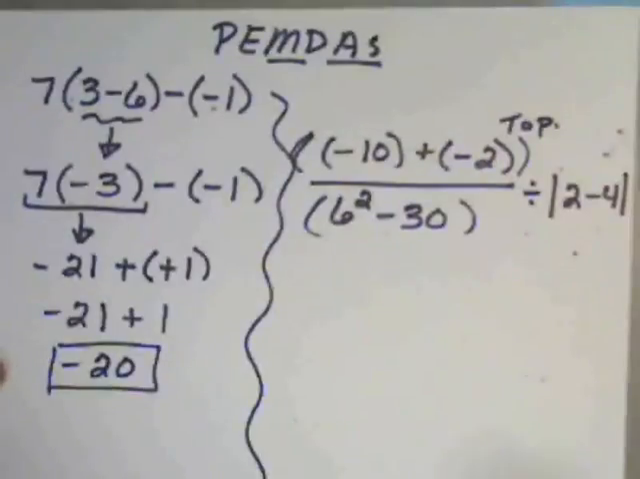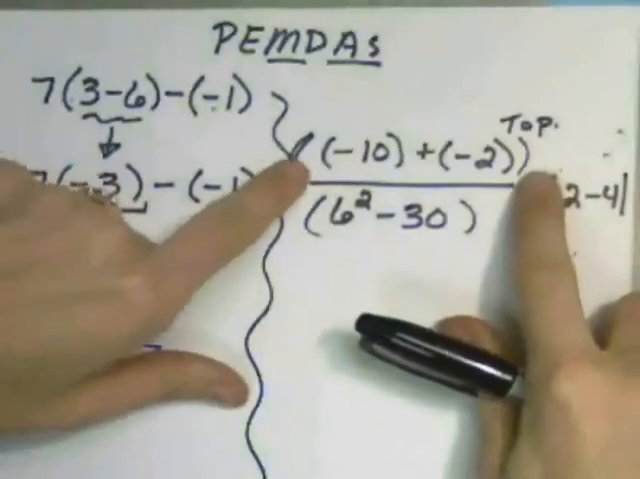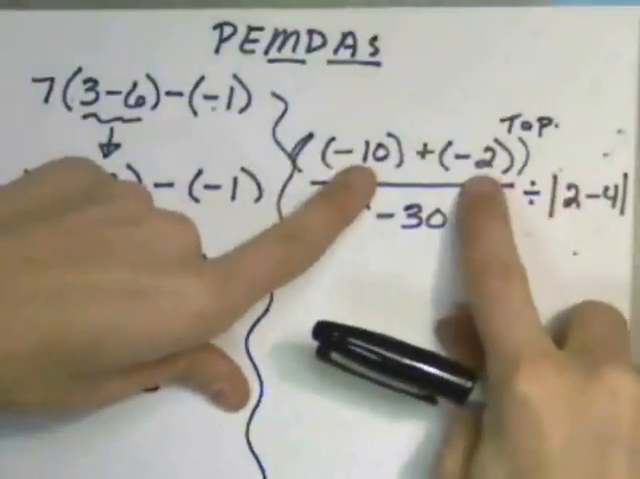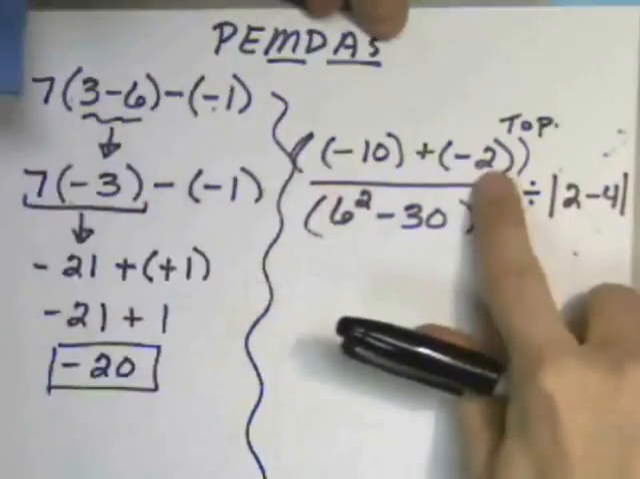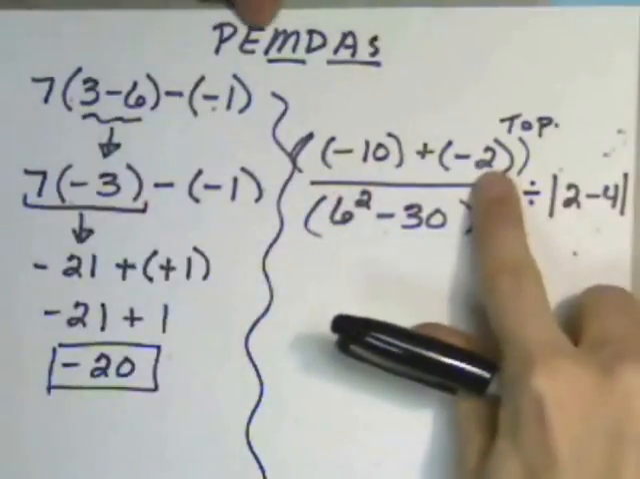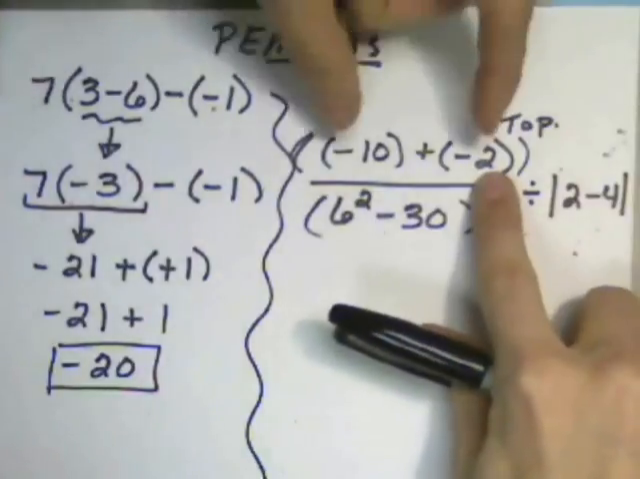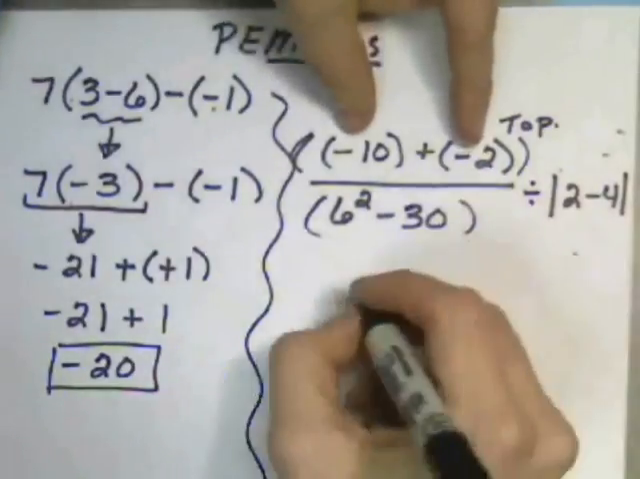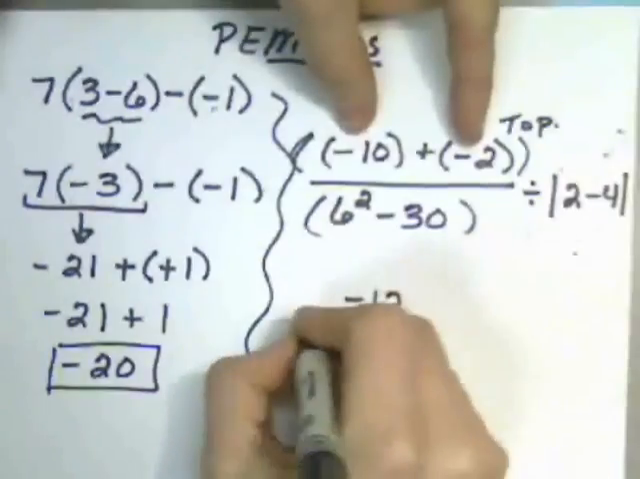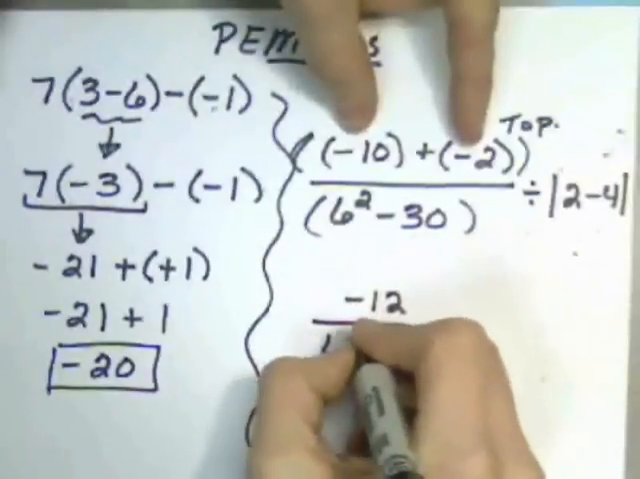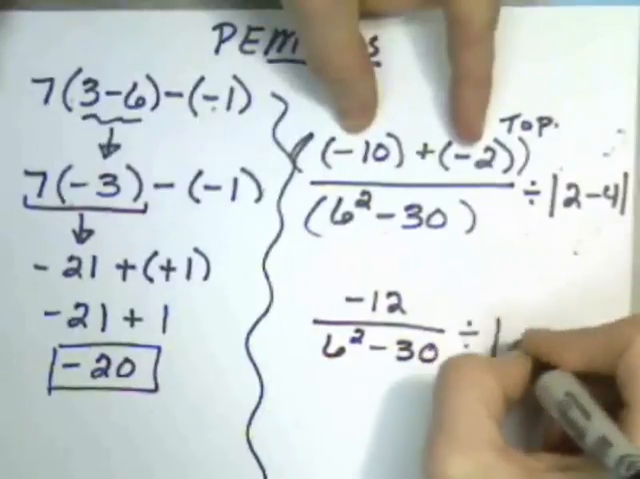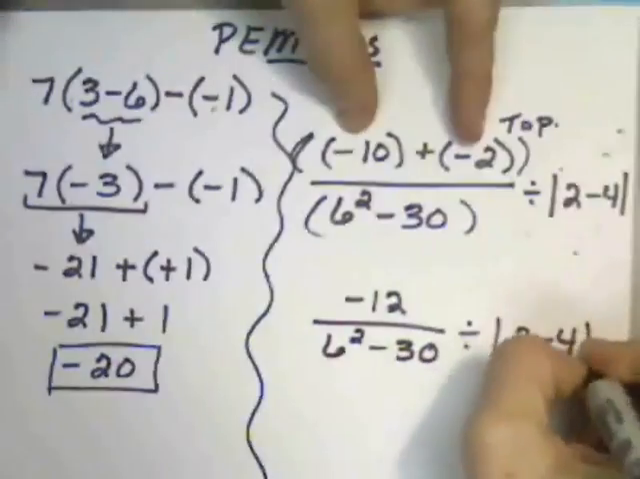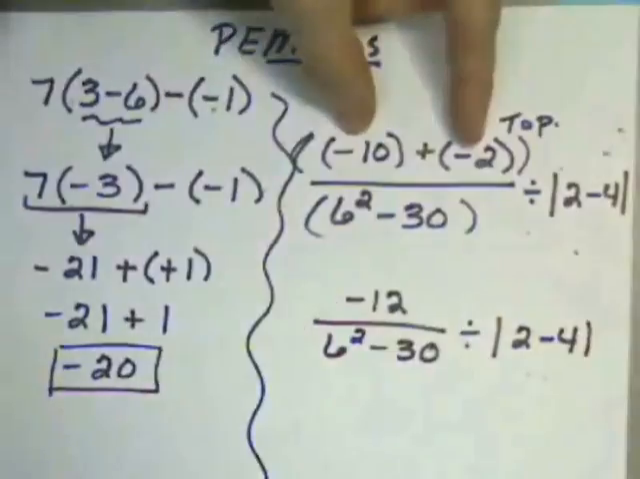Looking at the top, inside the parentheses, all we have is addition. Negative 10, negative 2. Normally, once again, when you're inside here, you go through this entire sequence. Parentheses, no. Exponents, no. Multiply or divide, no. Addition or subtraction, sure. Put that together to get a negative 12 on top. Now we have that.